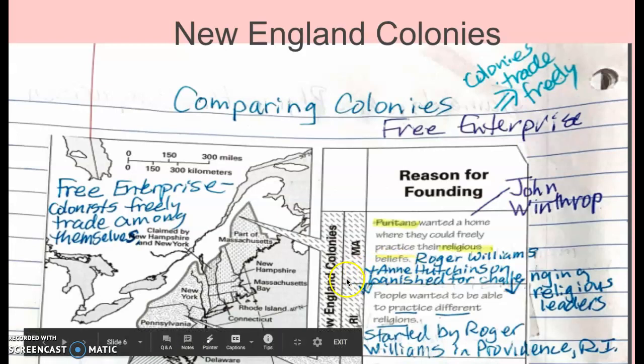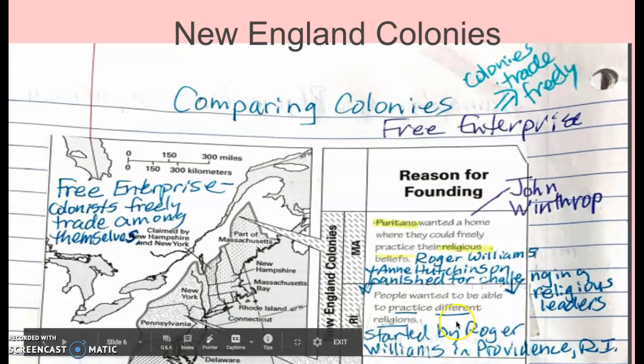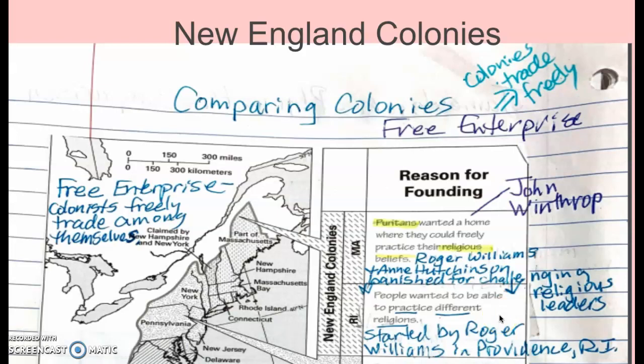So Roger Williams leaves, Anne Hutchinson leaves, and Roger Williams begins a new colony in Providence. In Rhode Island, or rather creates the colony of Rhode Island, so that people that wanted to practice different religions could do so safely in their colony.